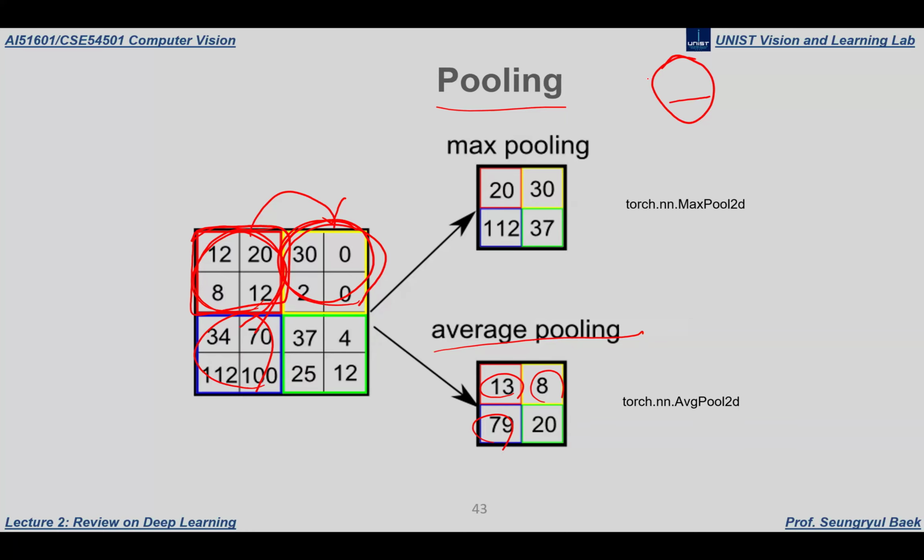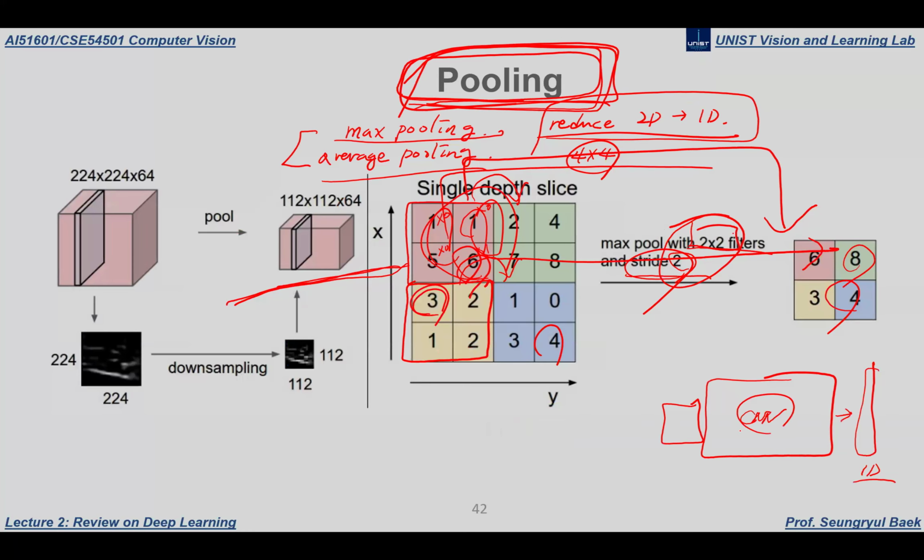So pooling is anyways used to reduce the 2D signals to one-dimensional signals, okay? And there are many, many types of pooling operation, choosing some value out of multiple values, but in practice, max pooling and average pooling, those two are widely used because of their good performance, okay?